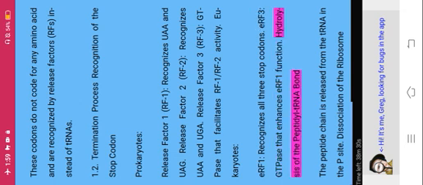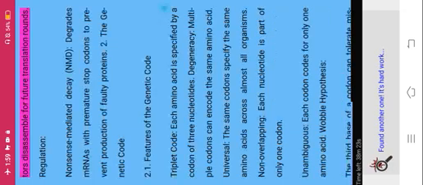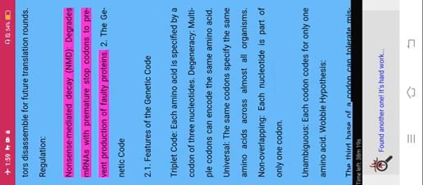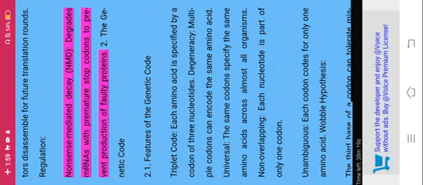Hydrolysis of the peptidyl-tRNA bond. The peptide chain is released from the tRNA in the P site. Dissociation of the ribosome. Ribosomal subunits, mRNA, and release factors disassemble for future translation rounds. Regulation. Nonsense-mediated decay, NMD, degrades mRNAs with premature stop codons to prevent production of faulty proteins.